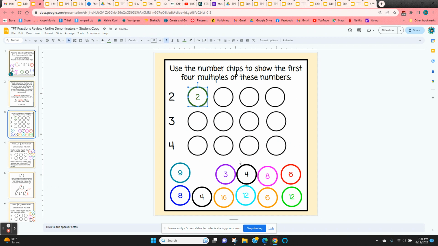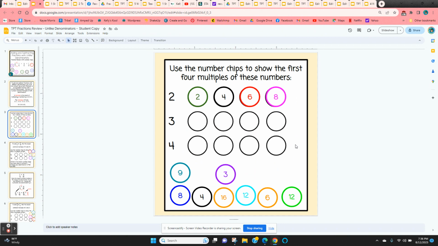So all the students have to do is, for the first one, multiples of 2 would be 2, 4, 6, and 8. So they just move those up into place. And they're going to do the same thing with 3 and 4. So they have every number they need. If for some reason the numbers aren't working, then the students know that they made an error and they need to go back and check.